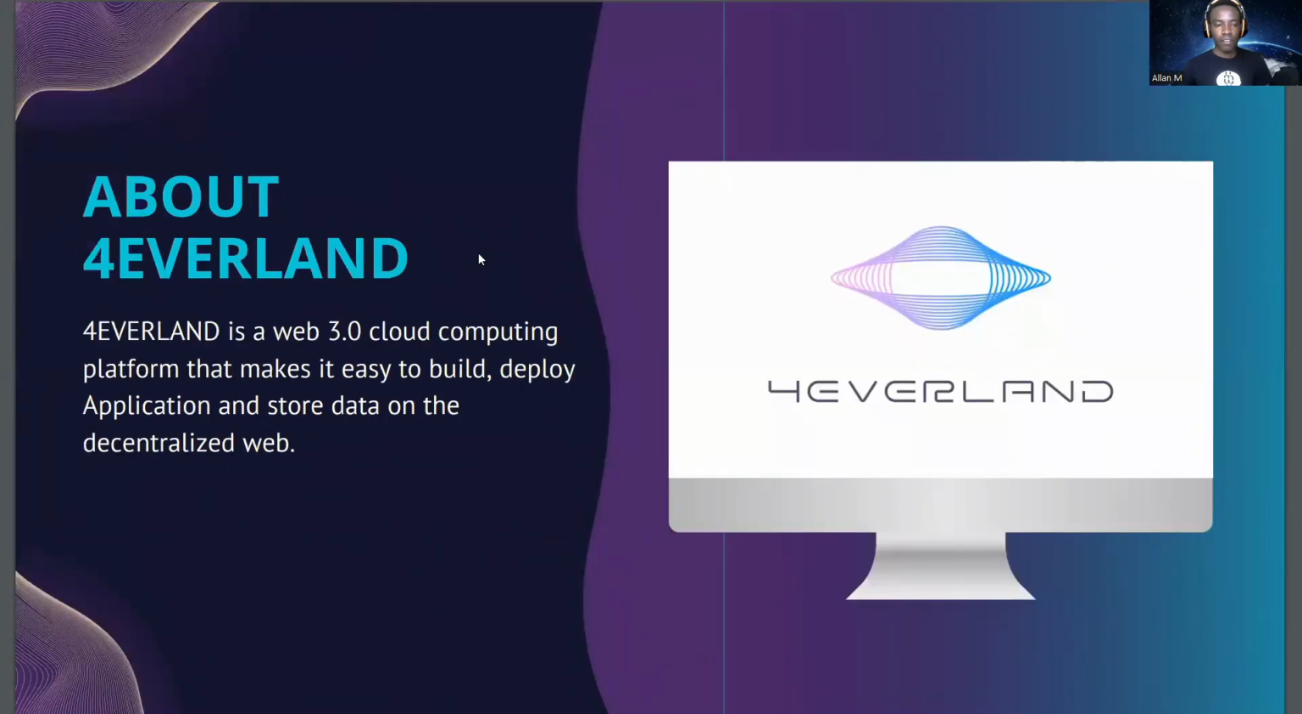4EVERLAND is a Web3 cloud computing platform that makes it easy to build and deploy applications and also store data on the decentralized web. Since its existence, 4EVERLAND has prided itself in providing various solutions that make it easy to deploy your applications and websites, and also store your files through decentralized channels.